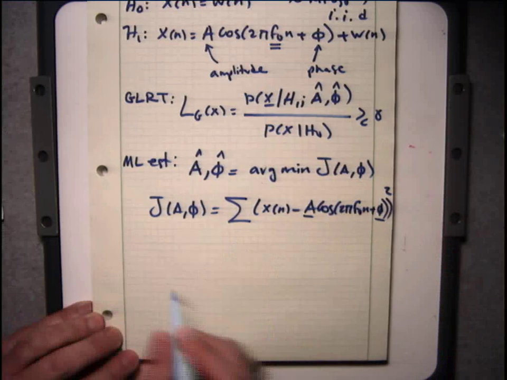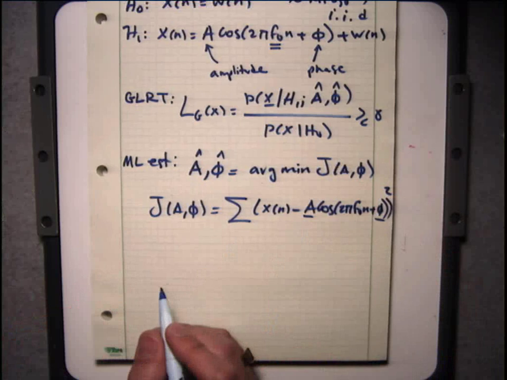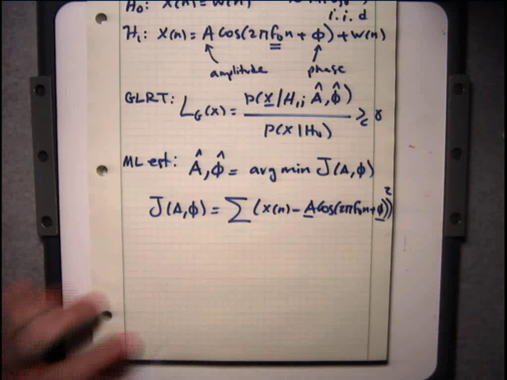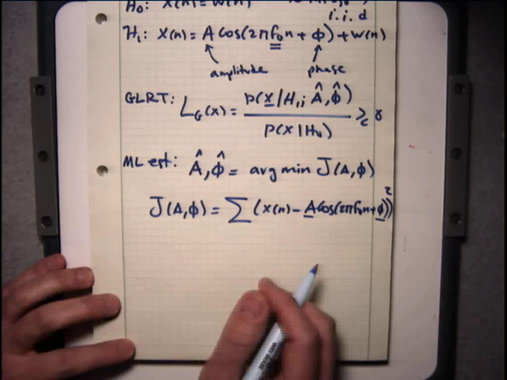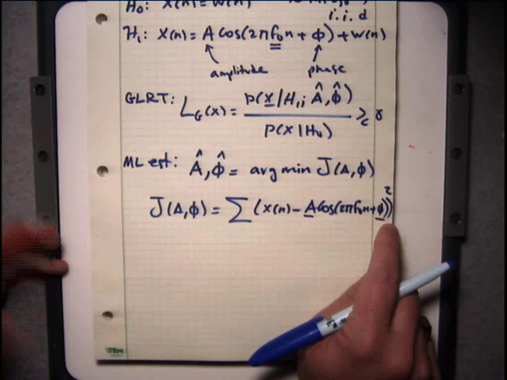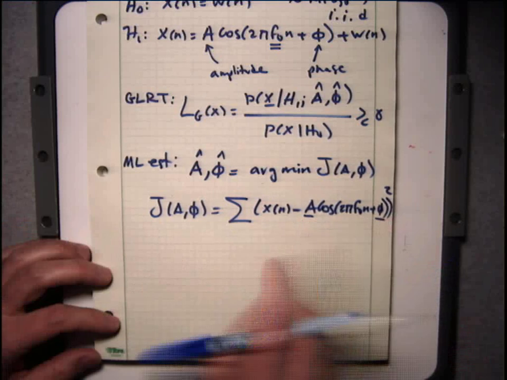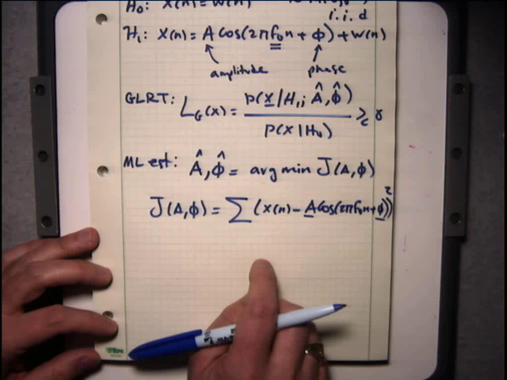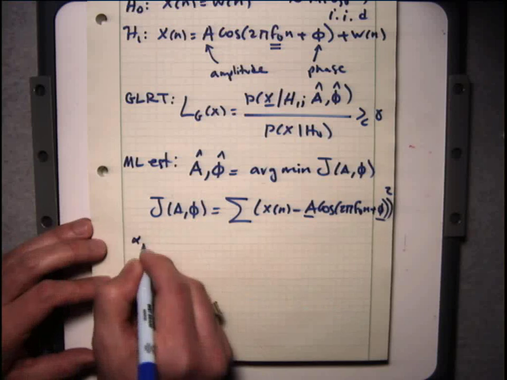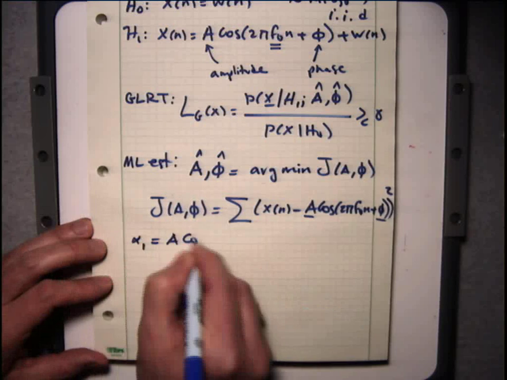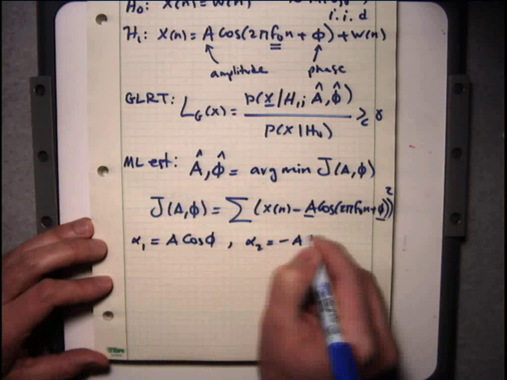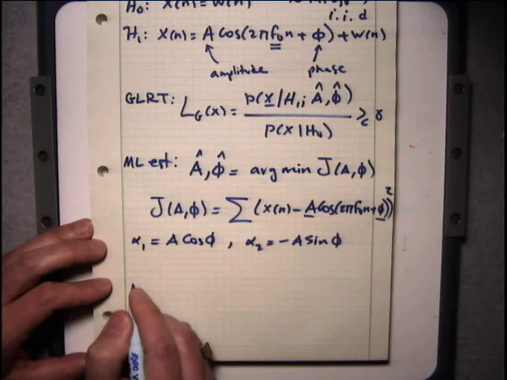So how do we handle this estimation? We have two unknowns. One of the ways to do it, to make things a little simpler, this is obviously linear in A and nonlinear in phi. One way is to expand this cosine using a cosine sum formula and define the following two other parameters. Alpha 1 is A cosine phi, and define alpha 2 as minus A sine phi.